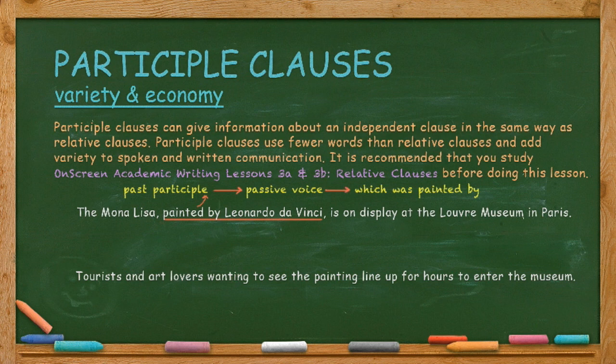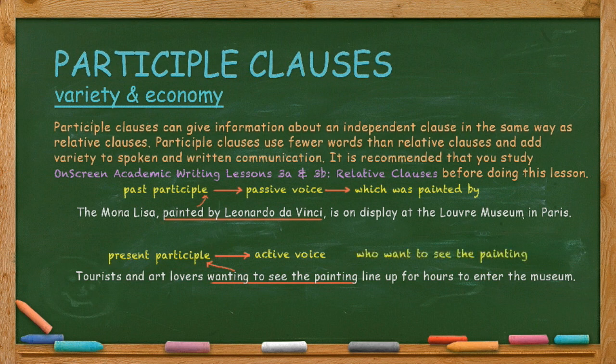And the next sentence: tourists and art lovers wanting to see the painting line up for hours to enter the museum. Wanting to see the painting is the participle clause. It begins with wanting, which is a present participle. Use present participle clauses with the active voice. Wanting to see the painting replaces who want to see the painting. The first sentence is a non-defining participle clause, giving extra information about the Mona Lisa. The second sentence is a defining participle clause, giving essential information about the tourists and art lovers.